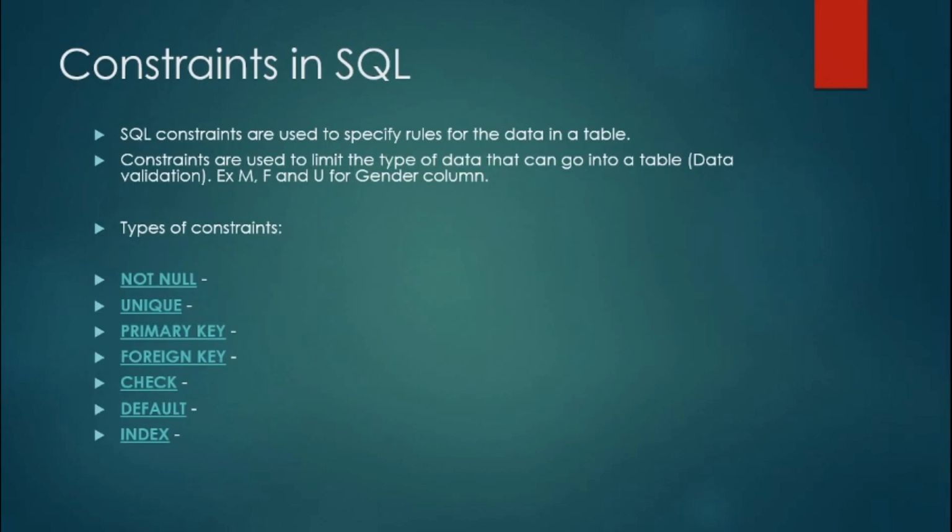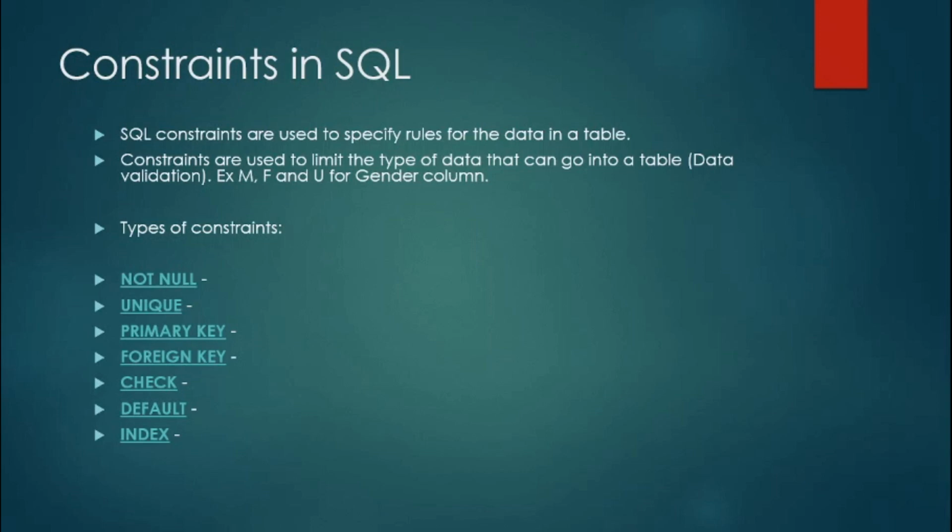A constraint literally means the rules or the regulation that is applied to a table in order to make sure that whatever data is entered into the table is correct. As you can see, the definition written here tells that SQL constraints are used to specify rules for the data in a table, and constraints are used to limit the type of data that can go into a table.